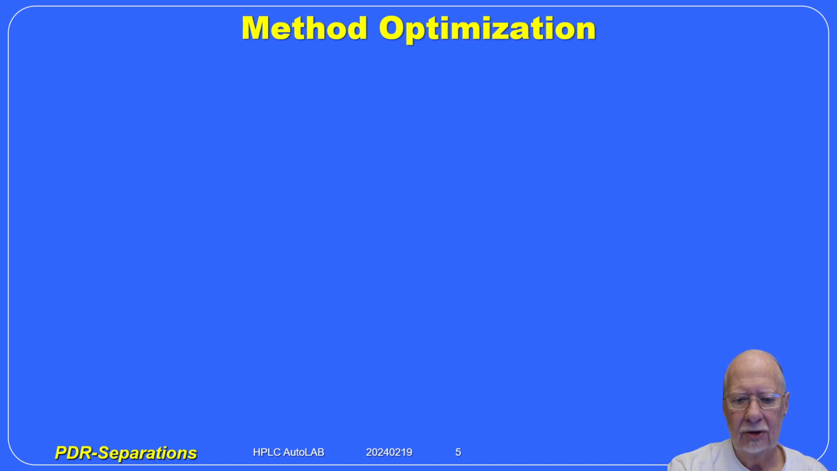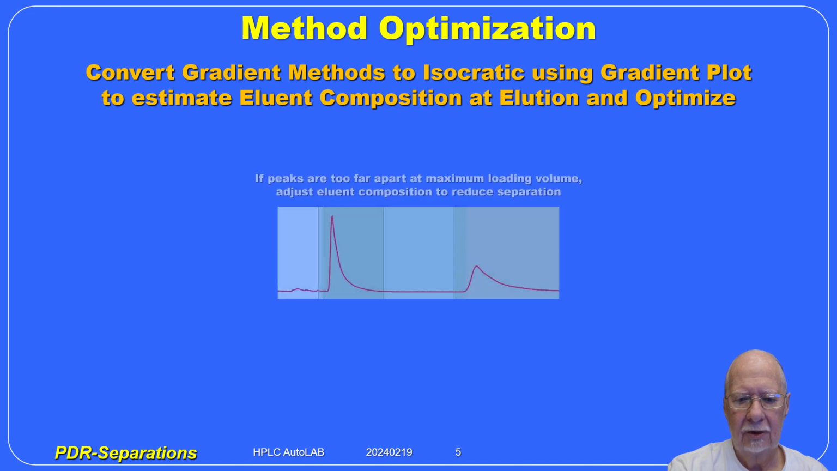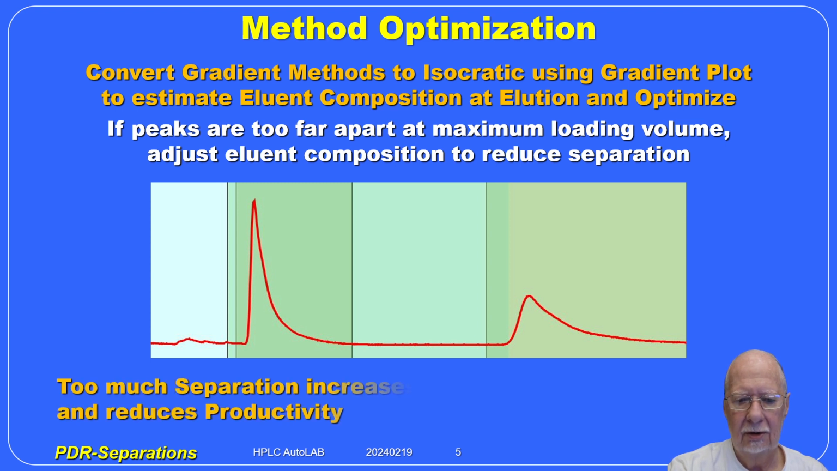Method optimization. Convert gradient methods to isocratic using our gradient plot to estimate eluent composition at elution and optimize. If peaks are too far apart at maximum loading volume, adjust eluent to reduce separation. Too much separation increases injection cycle time and reduces productivity.